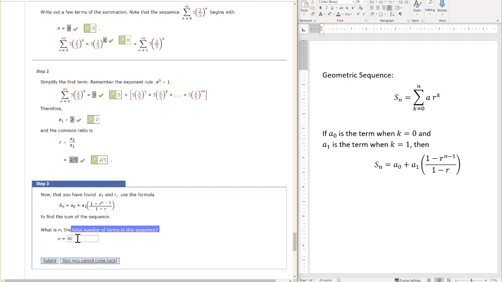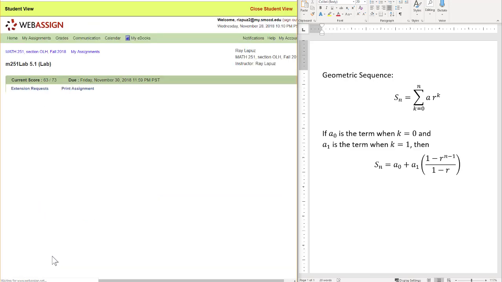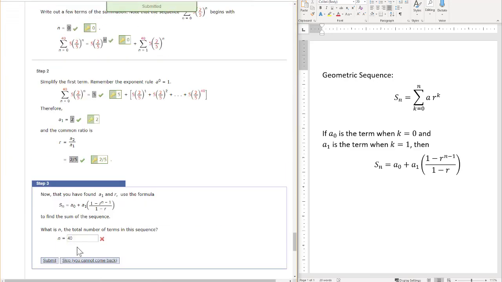And so n is equal to 40, but the total number of terms is 41. So let's check what they mean by this. n stops at 40, but it started at 0, so that should be 41.